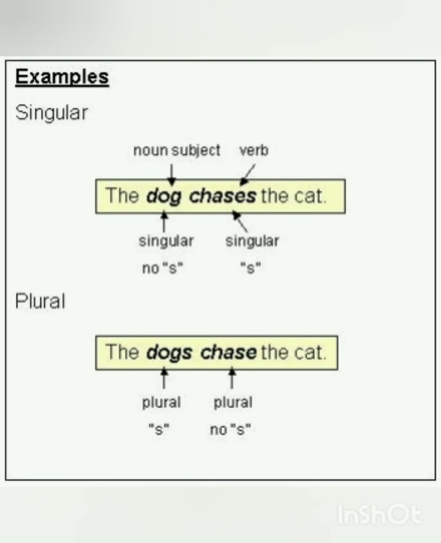Dog is singular, so we are adding s in the verb to make it a singular verb. Similarly, if the noun is plural, dogs, then the verb will be plural. It means we will not add s after that. The dogs chase the cat.